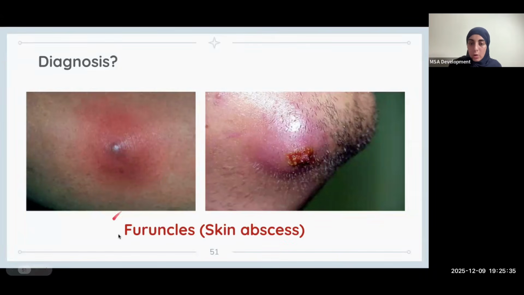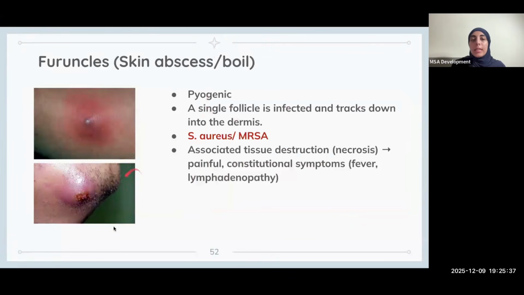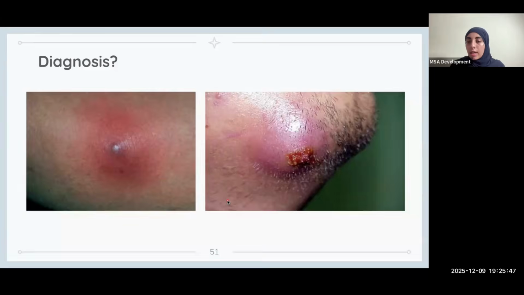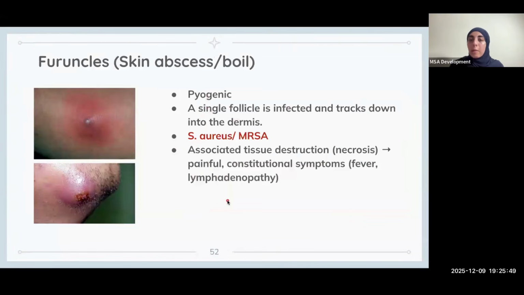This is a furuncle or a skin abscess. The skin abscess is basically a deeper form of folliculitis. So you have folliculitis, and then if it goes even deeper down into the base of the hair follicle, it could cause a furuncle or a skin abscess. So it's a single follicle that gets infected, and the infection goes deep into the dermis.